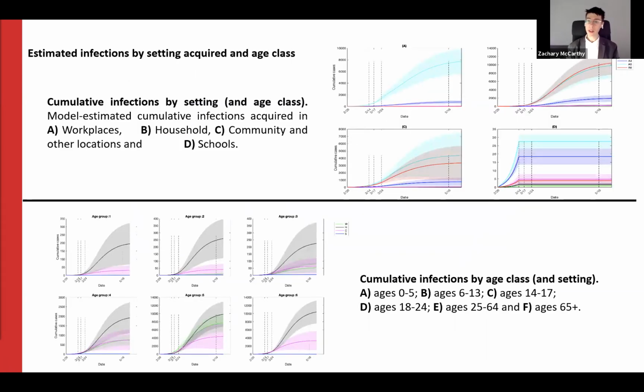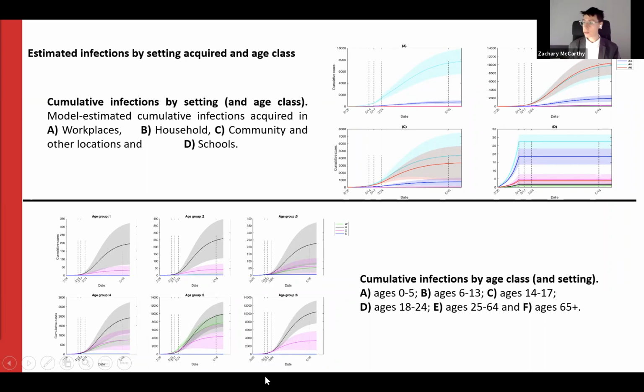Very briefly, I'd just like to mention that we can visualize these results different ways. On the top panel here, we see the cumulative infections by setting, and we further stratify by age class. So we have the workplace setting infections, the household, the community, and schools, finally. This is further stratified by the ages in each panel. On the bottom, we're showing simply the reverse of this. So this is infection by age class. We have 6 age classes, and then further in each panel by the setting. So we'll have 4 settings in each panel.